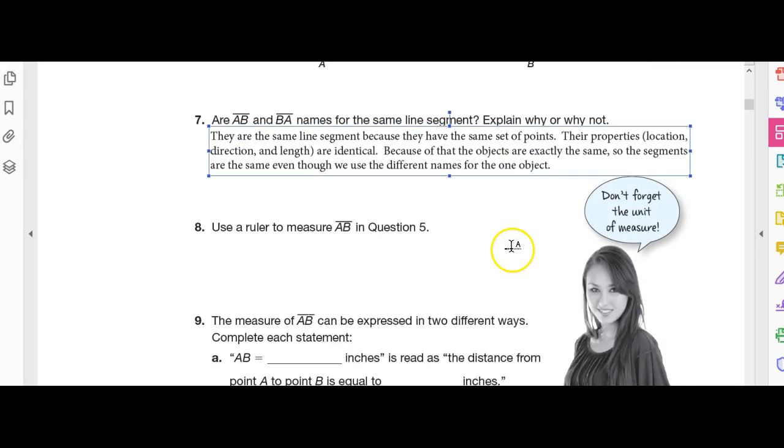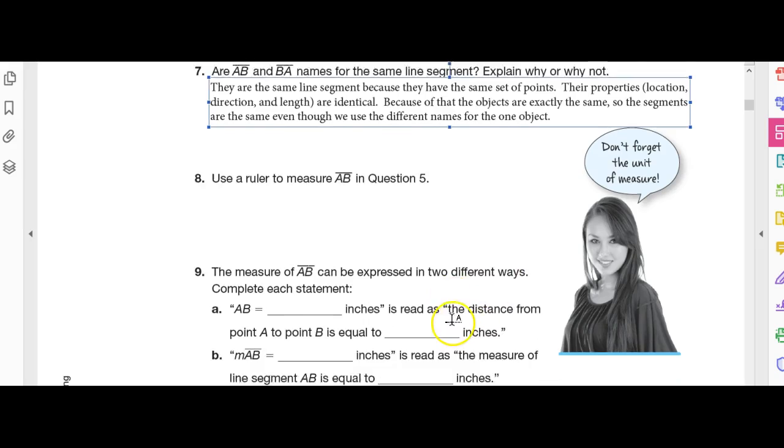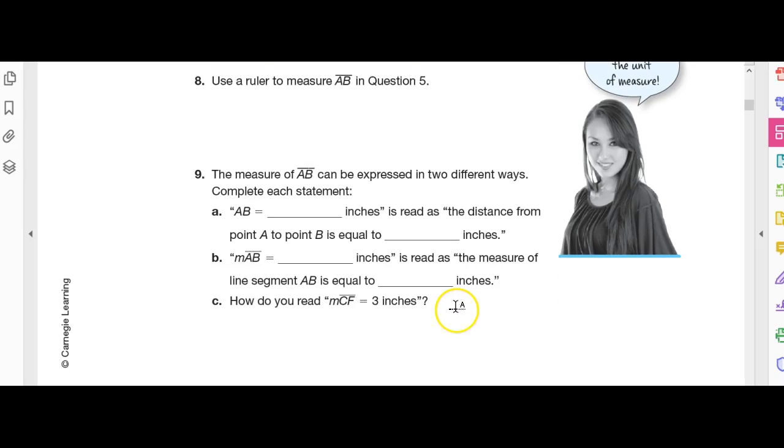Now it says use a ruler to measure it. I'll let you guys go ahead and do that. Go ahead and measure that. I don't think I have a ruler tool here to measure this, so I'm just going to make up some number. You're going to have to put in the actual number here, right? So AB is equal to 4 inches.